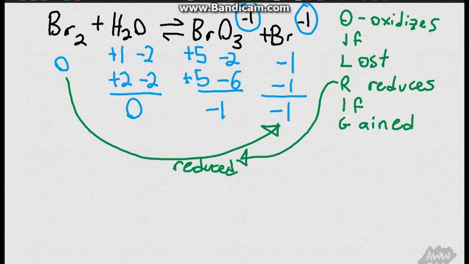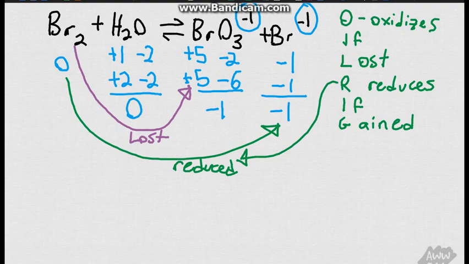And this other one, let's see. Okay, so the other bromine went on to become +5, so it has lost electrons. So that tells us that one of them has been oxidized and one of them has been reduced.